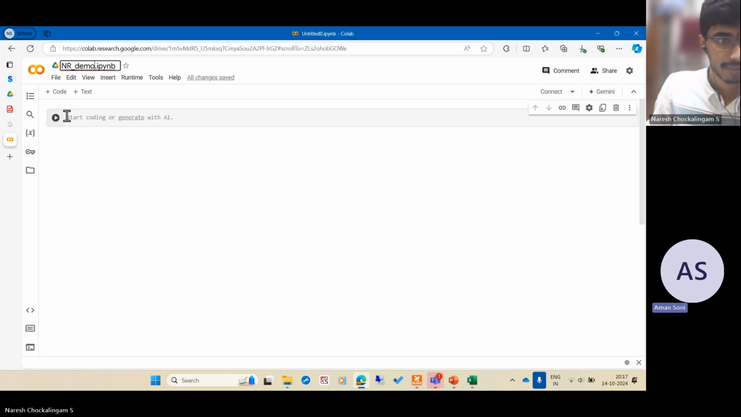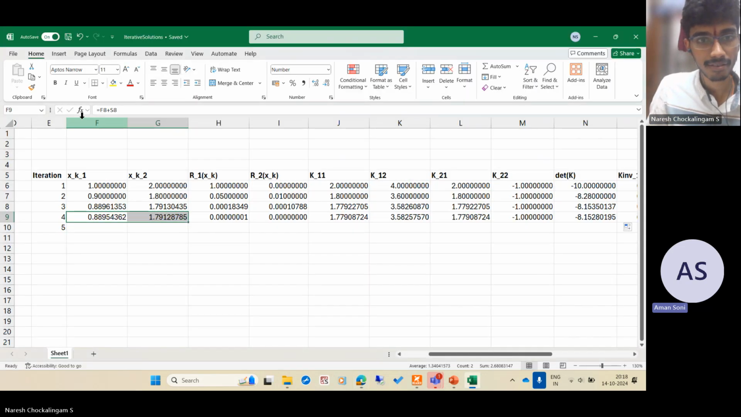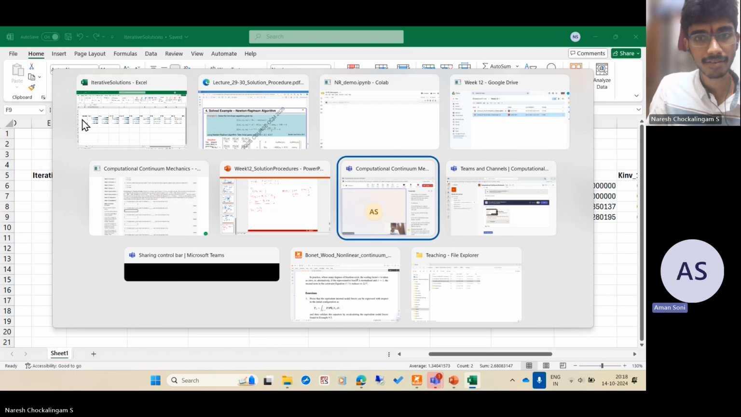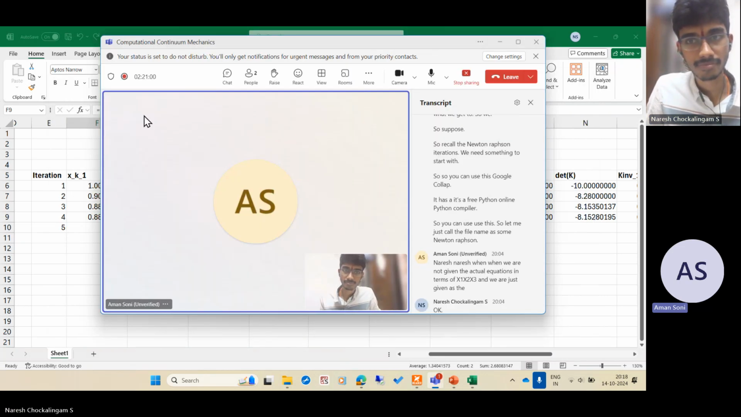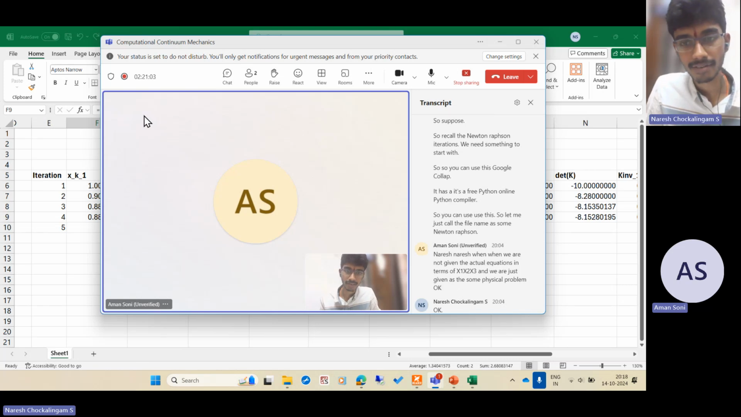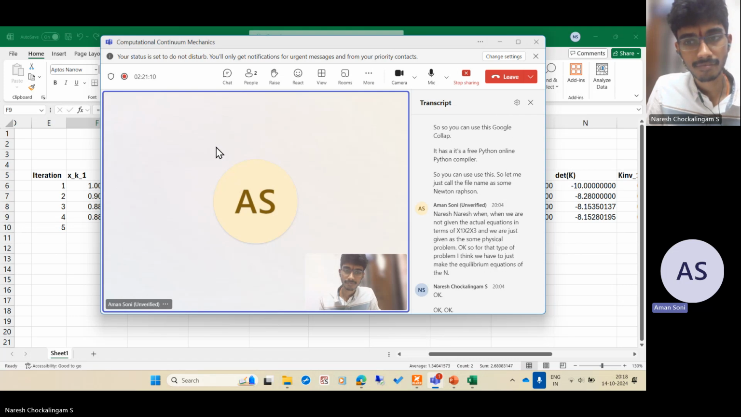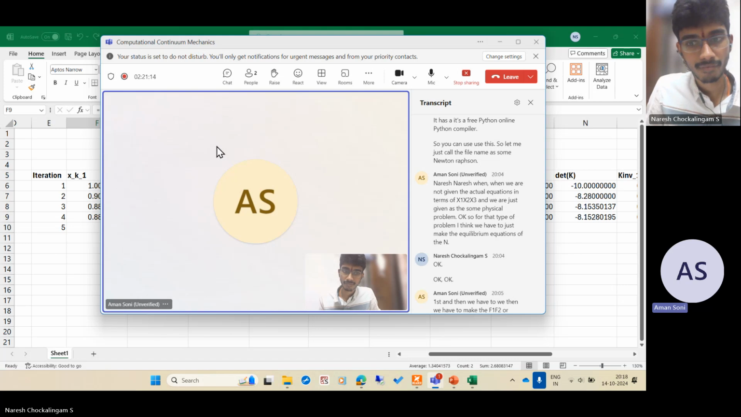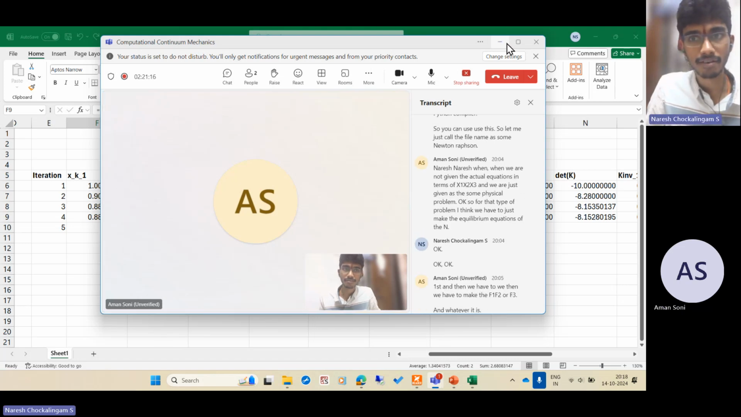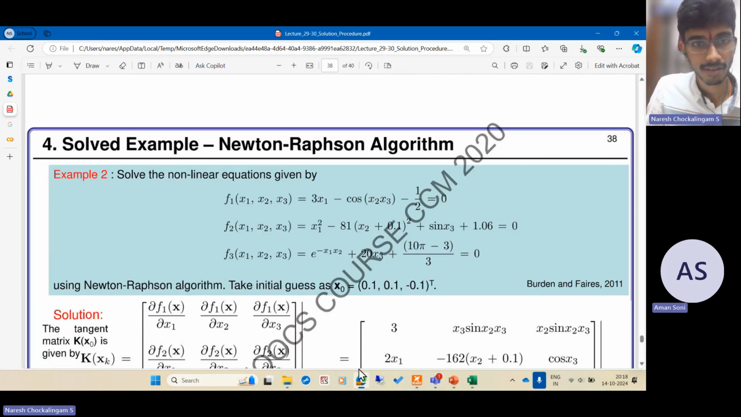Naresh: When we are not given the actual equations in terms of x1, x2, x3, and we are just given some physical problem, I think we have to just make the equilibrium equations of the nodes first, and then convert. Then we have to make the f1, f2, f3, and whatever it is. Yes. So basically, like in this assignment problem, right?